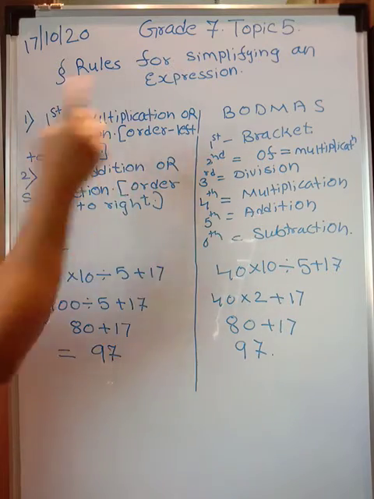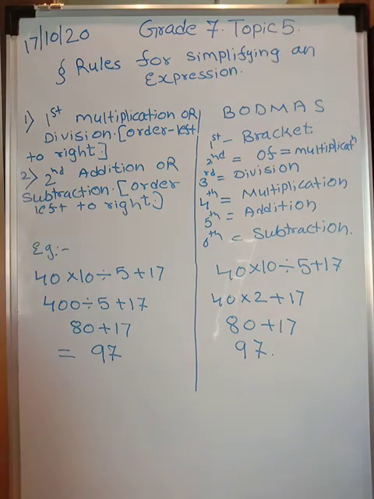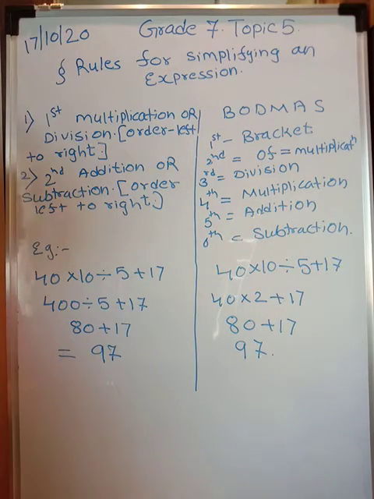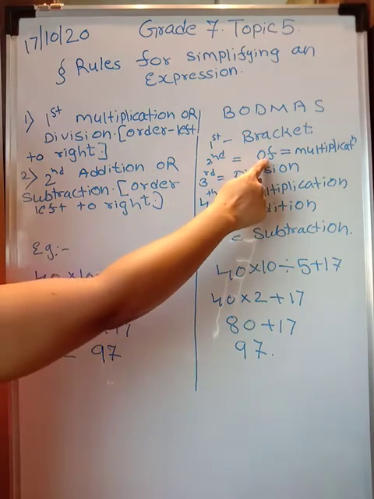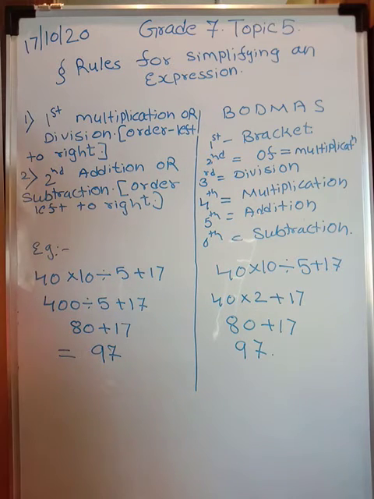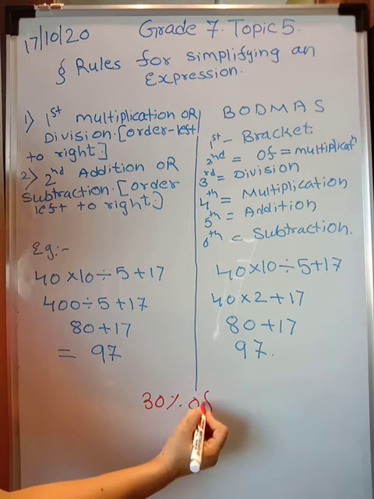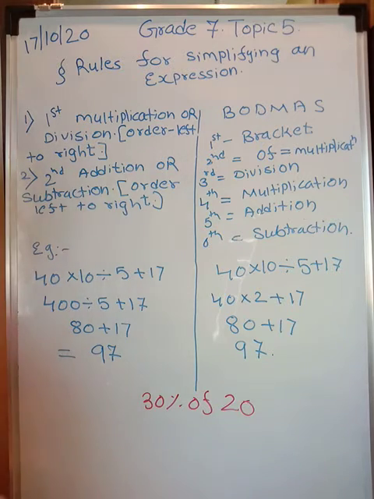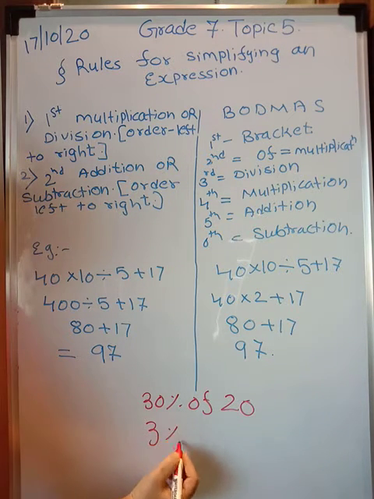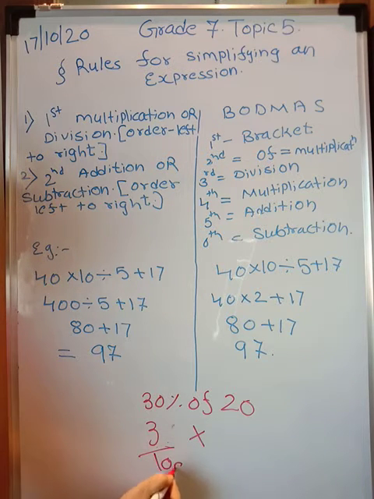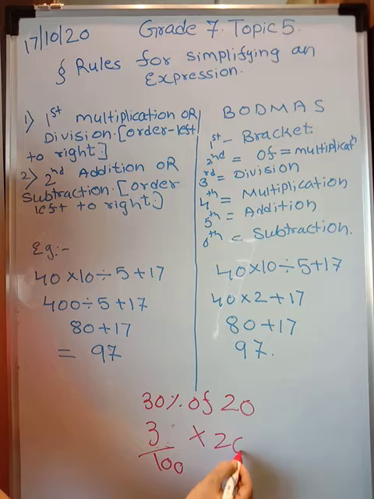Now the second rule is the BODMAS rule. BODMAS rule states what? First always solve the brackets. That is true for this rule also. Second is if there is the word "of" in between. For example, if you have 30% of 20, then it is what? 30% of means multiplication. Percent means what? Upon 100. And "of" means multiplication, into 20.